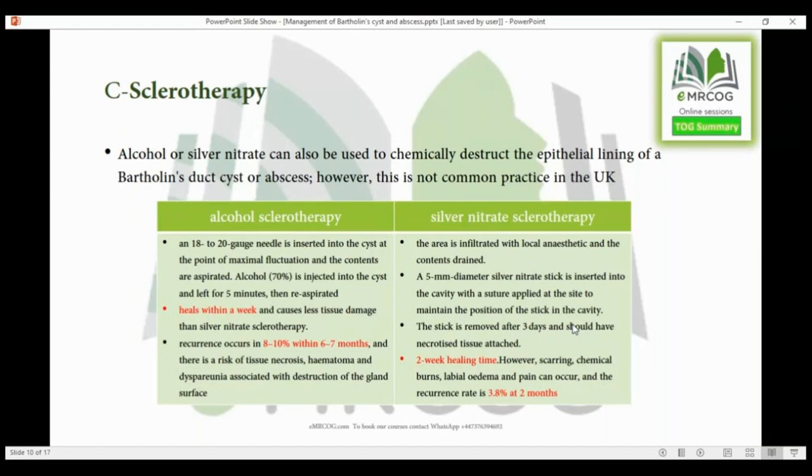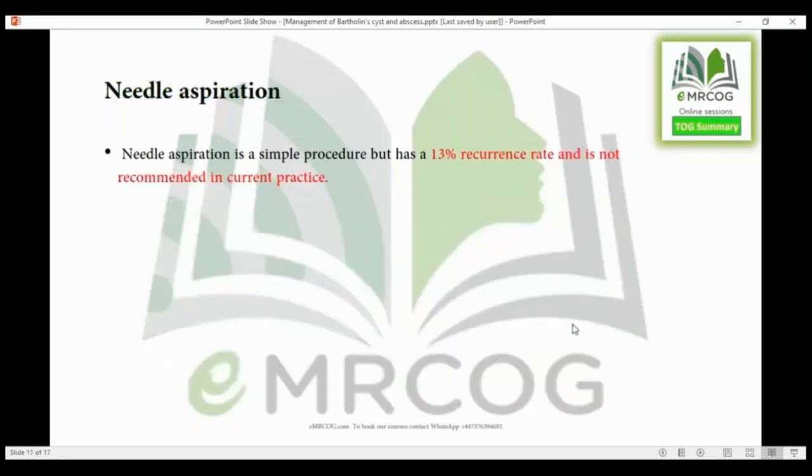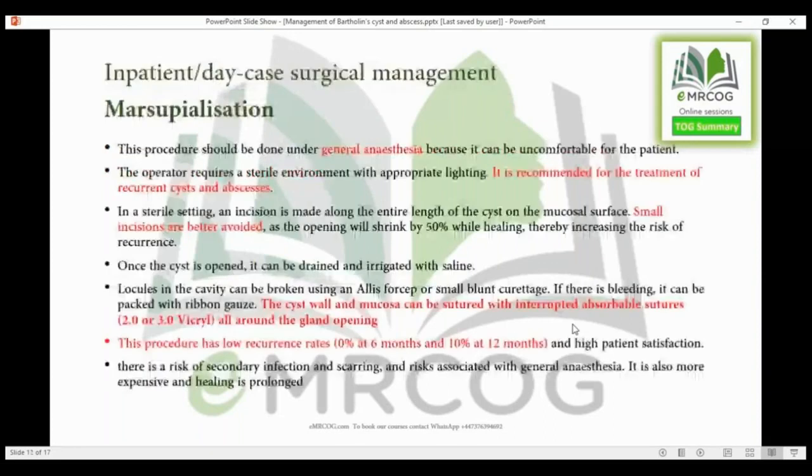So I think it's very, very painful. If you can imagine it, you are going to find it very painful and very destructive also. And I think it's not only will be destructive on the cellular level, it will be also not cosmetically good. Now, the inpatient or day case surgical management, which is, of course, the very famous marsupialization.